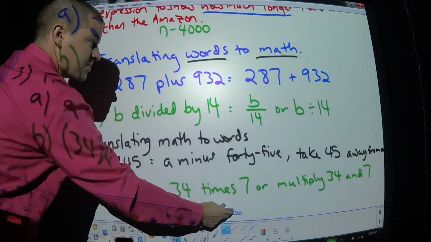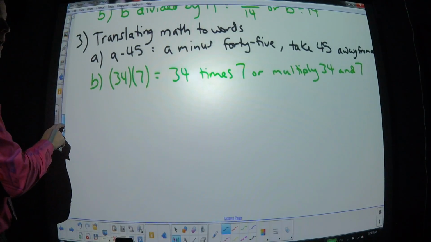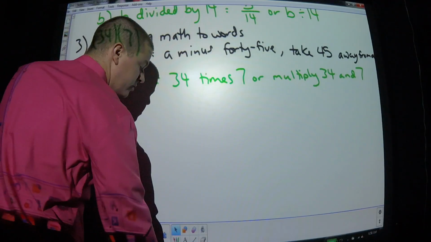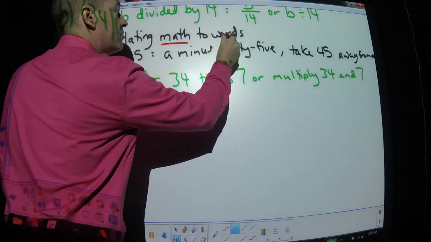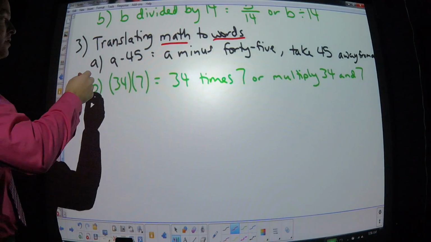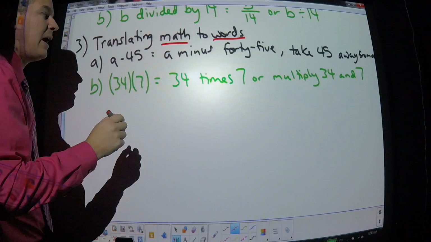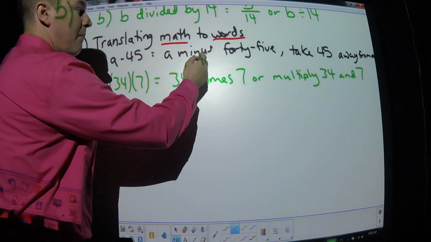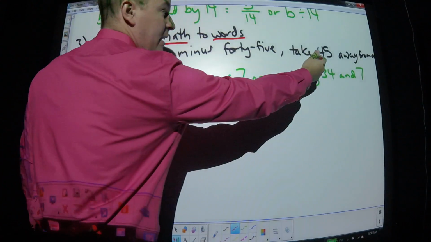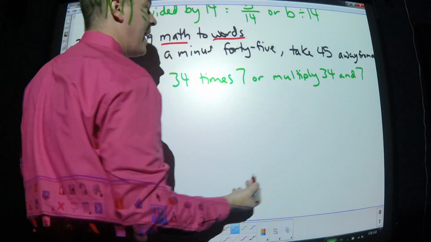On the very last problem, it says translating math to words. So you're going from math to words. So you're going from numbers to words. So A is A minus 45. You can say A minus 45. Or take 45 away from A.